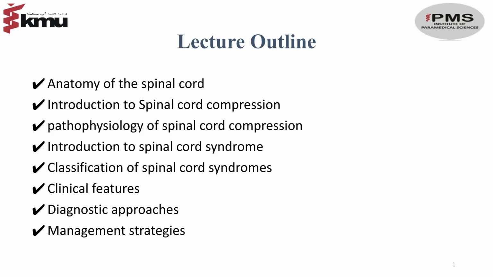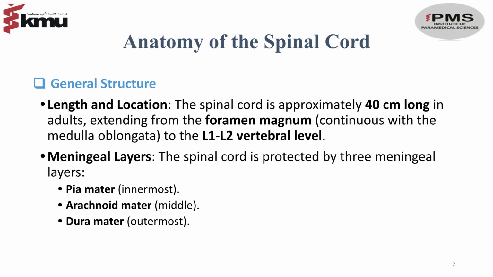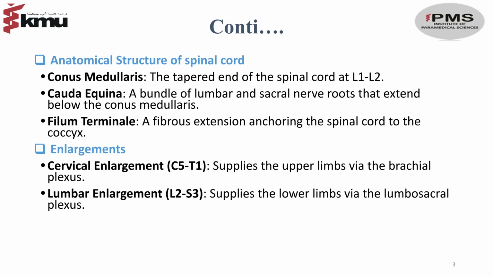This video will cover the anatomy, introduction, pathophysiology, classification, clinical features, diagnosis, and management of spinal cord compression and associated syndromes. The spinal cord is about 40 centimeters long in adults, extending from the foramen magnum to the L1-L2 vertebral level. Anatomically, the conus medullaris is the tapered end of the spinal cord.